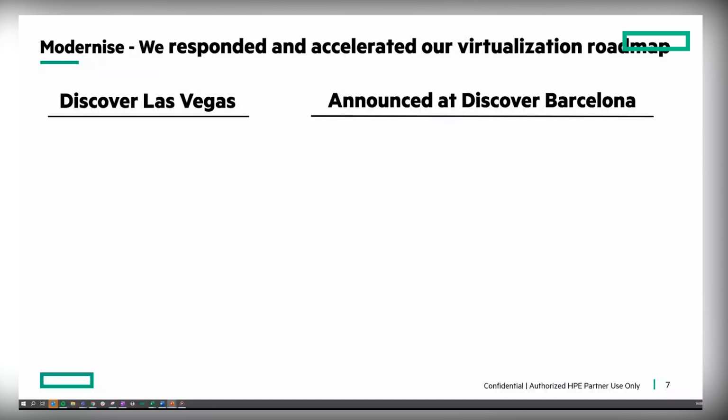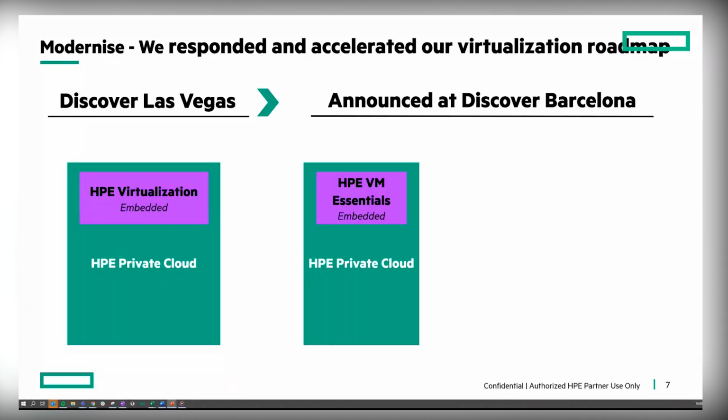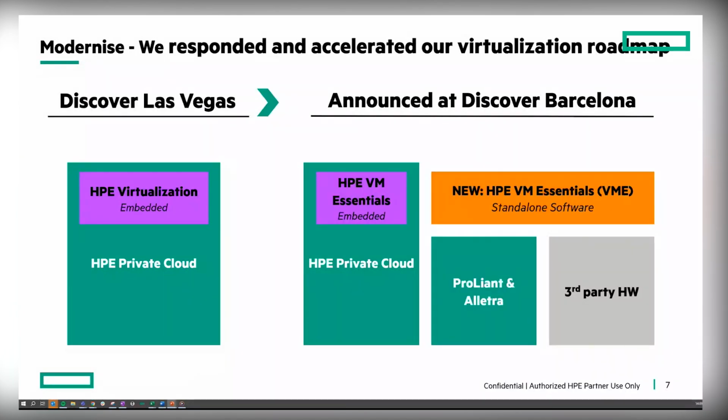At Discover last year in Vegas back in June, we announced that HPE would be entering the virtualization market by offering a virtualization hypervisor from within our private cloud solutions. Now, that was going to be only for our private cloud business edition option, but given the feedback that we heard from customers and partners alike, they would like it to be extended to not only HPE solutions, but also to integrate with third parties as well.